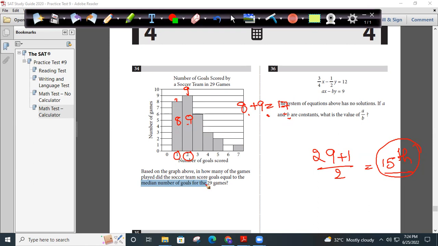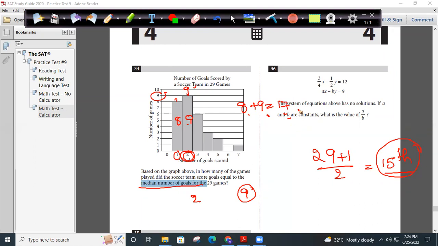So the median number of goals scored is 2, but he is not asking the median number of goals scored. For the median number of goals, how many games have they played? So the answer should definitely be 9. Who got 9? Good. In this way, not by luck. If you got it in this way, you are perfect. That is how you need to answer.